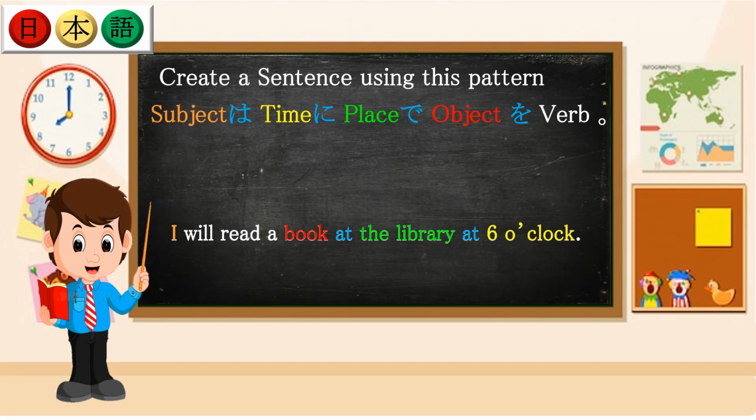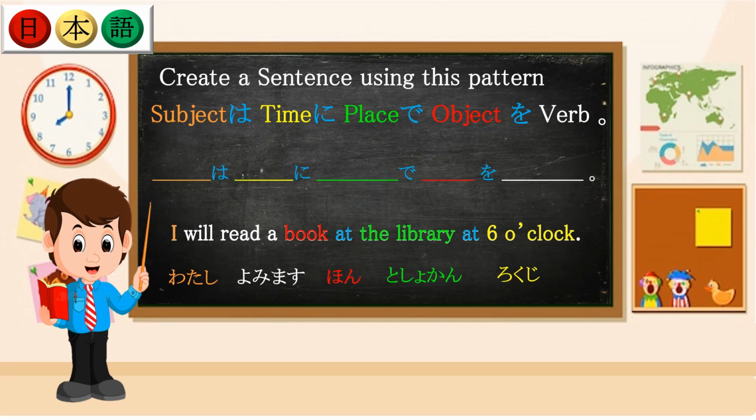Now that we already identified the subject, time, place, object, and verb in our sample sentence, the next thing we need to do is to translate it in Japanese. So we have the translation of I, which is watashi, will read, yomimasu, book, hon, library, toshokan, and for 6 o'clock, it's rokuji. Now that we already translated all the needed vocabularies, let's now put them in place using the STPOV pattern.